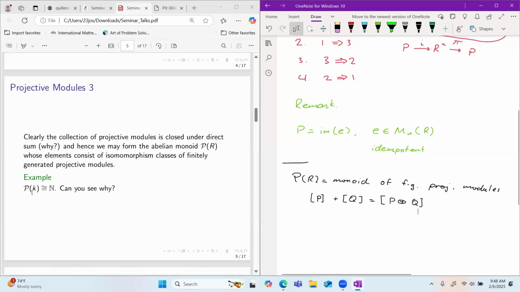The example for you to think about: if you have just a field K, and we're interested in the finitely generated projective modules over K, I'm claiming that this monoid here is isomorphic to the natural numbers under addition. I'll give you a moment to think about it. You can pause the video. But the answer is that all projective modules over a field are free.